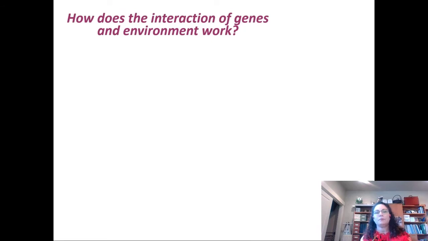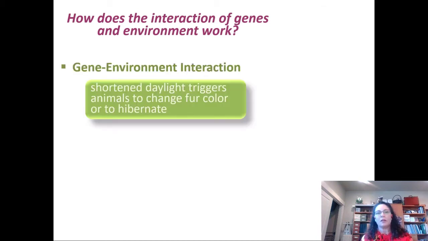So let's talk a little bit about my earlier claim that genes can be turned on and off by the environment. How does this work? Well, when we talk about a gene-environment interaction, we're talking about things like, you guys know this, that some animals, their fur changes color for the winter, right? Like Arctic foxes and things. Their fur will actually turn white for the winter, or certain hairs.